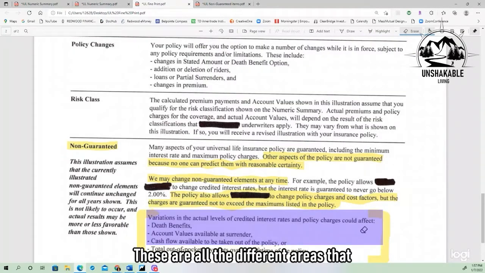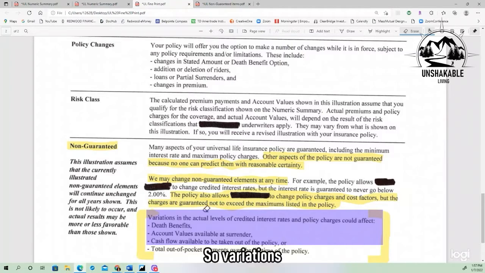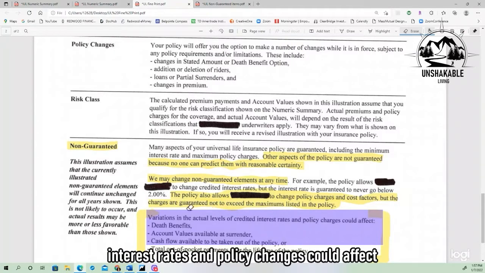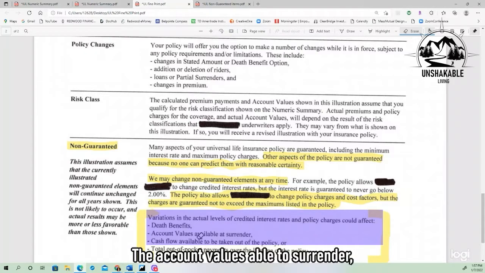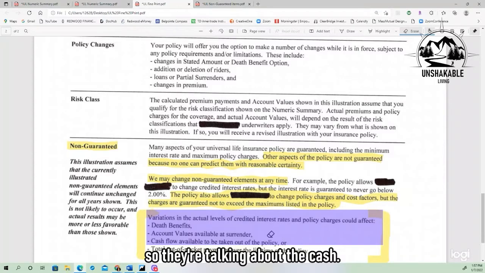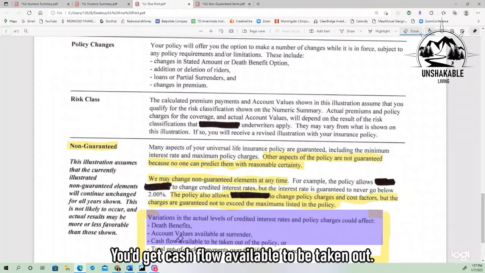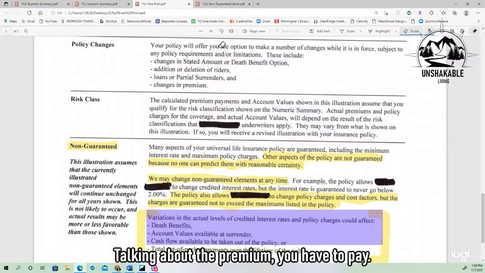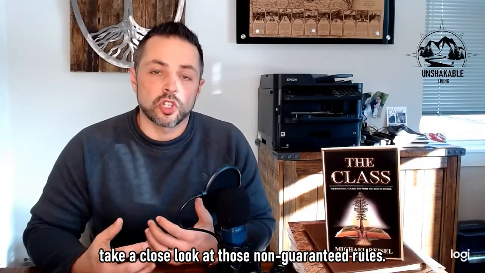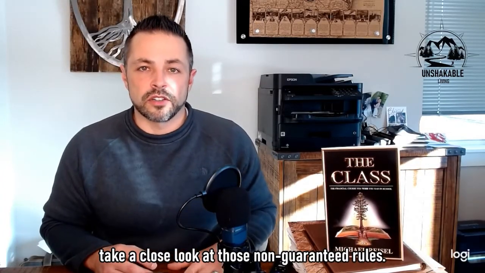These are all the different areas that could change. So variations in actual levels of credited interest rates and policy changes could affect the death benefit. That's a big one. The account value available to surrender, so they're talking about the cash you'd get. Cash flow available to be taken out, so if you wanted to borrow it out. Total out-of-pocket payments over the lifetime of the policy, talking about the premium you have to pay. So again, take a close look at those non-guaranteed rules.